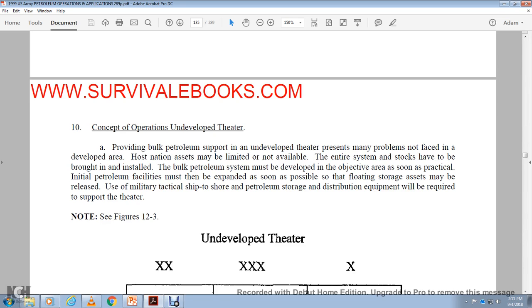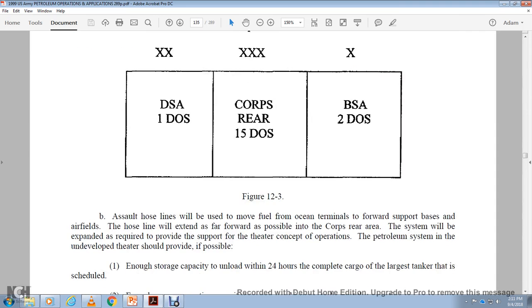Floating storage assets, such as relief military tactical ships, may store the petroleum, and the storage, distribution, and equipment are required to support the theater. Hose lines will be used to move the fuel from the ocean terminal to the forward support base and the airfield. The hose line will extend as far forward as possible, and the system will be expanded as required to provide support for the theater concept of operation.